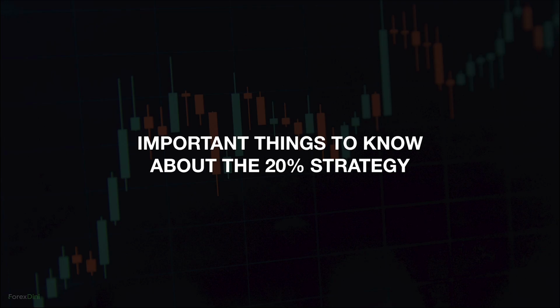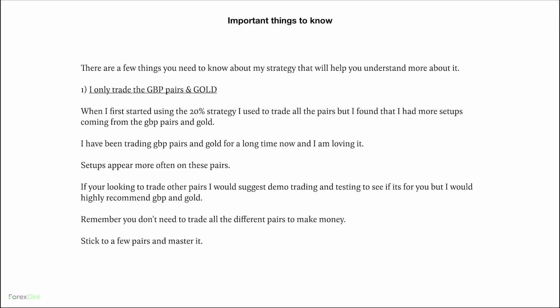Important things to know about the 20% strategy. There are a few things you need to know about my strategy that will help you understand more about it. Number 1, I only trade the pound pairs and gold. When I first started trading using the 20% strategy, I used to trade all the pairs, but I found that I had more setups coming from the pound pairs and gold. I have been trading pound pairs and gold for a long time now, and I'm loving it.